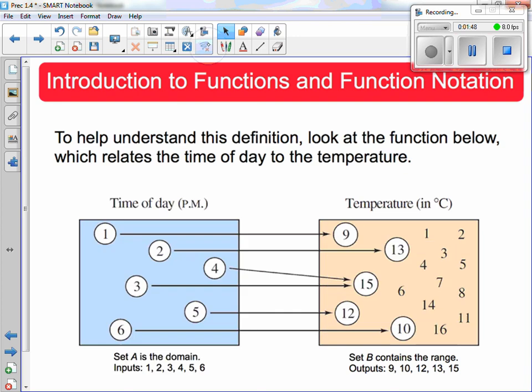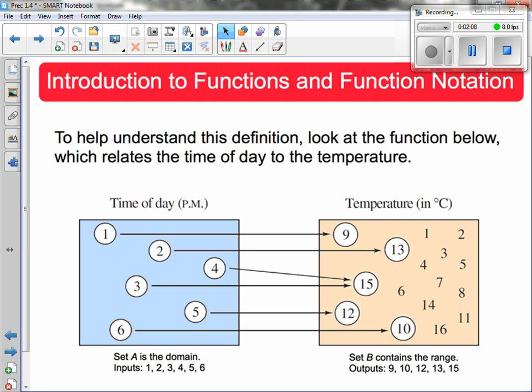So they gave us this below. So time of day, 1 p.m., it's apparently 9 degrees Celsius. At 2 p.m. it's 13. At 3 p.m. it's 15. At 4 p.m. it's 15. At 5 it's 12. At 6 it's 10. This is a function.